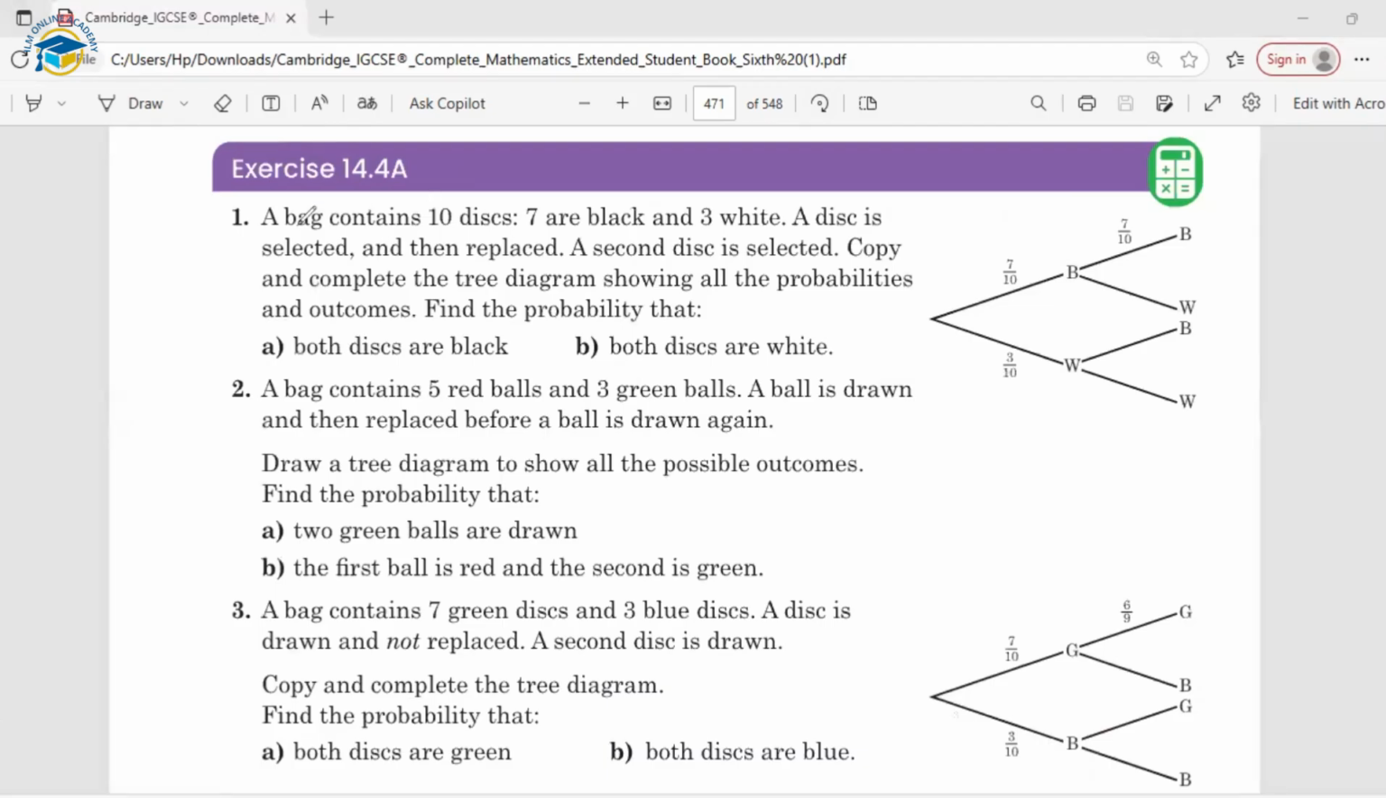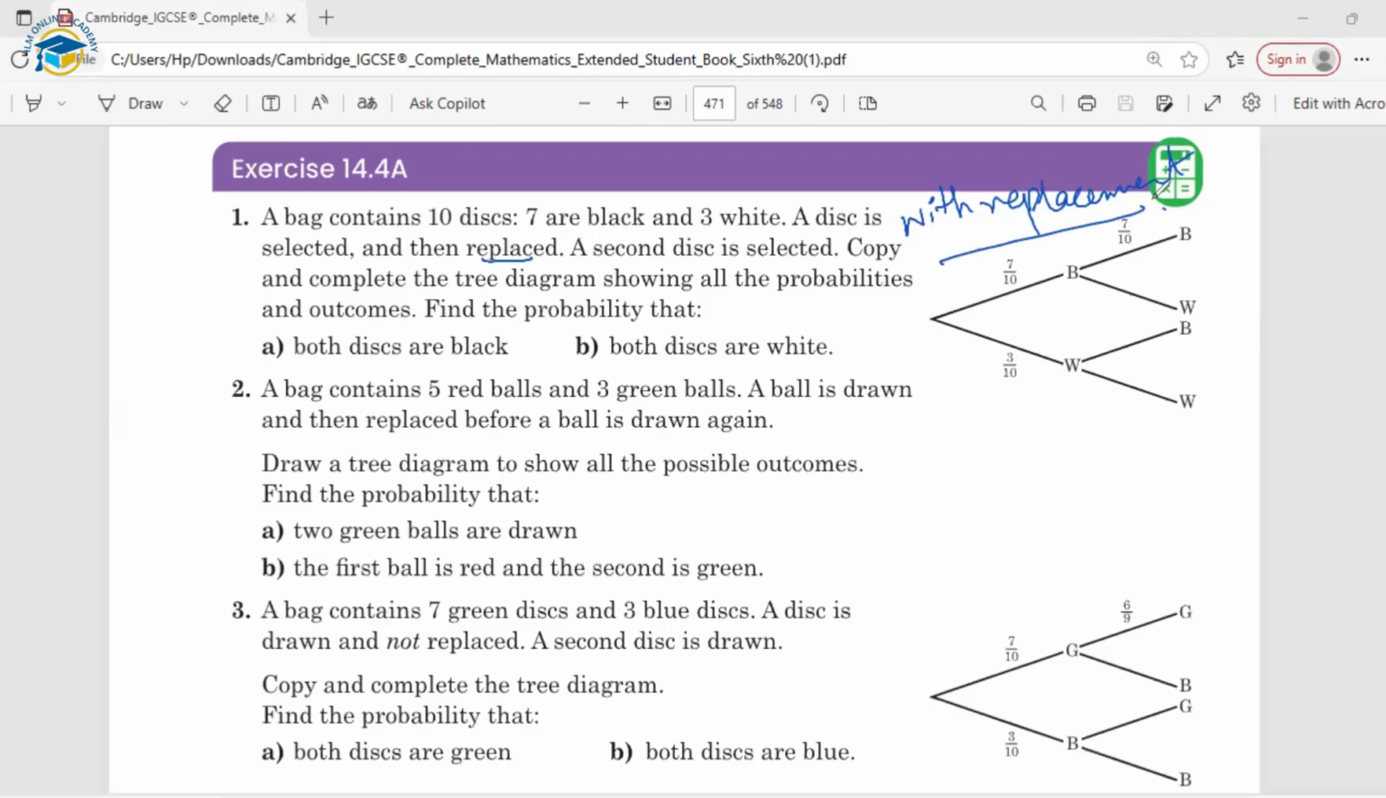They are saying that a bag contains 10 discs, 7 black and 3 white. So the total number of discs is 10. Accordingly, you will find the probability according to 10 discs. Next, they are saying a disc is selected and then replaced. So this question is with replacement. This question is according to the concept of with replacement. They are replacing it back.